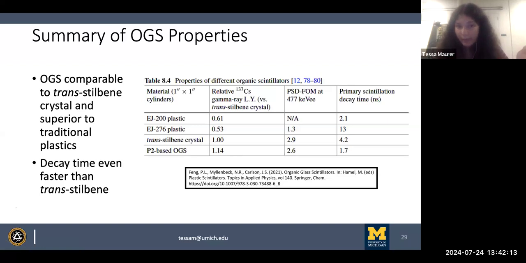In this case, the higher the better. So the fact that it's a little bit lower, it's very close though. It's exciting how close it is to stilbene. And something that's really interesting is the scintillation decay time. That's extremely small with this OGS, especially compared to stilbene. We've got 1.7 nanoseconds quoted here.